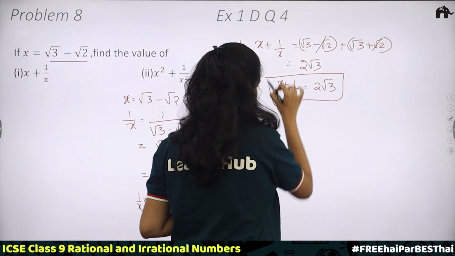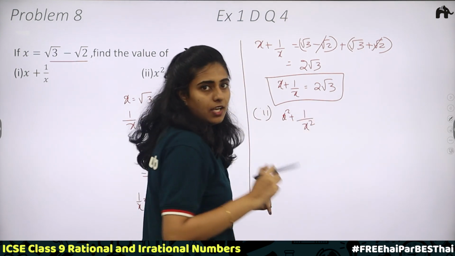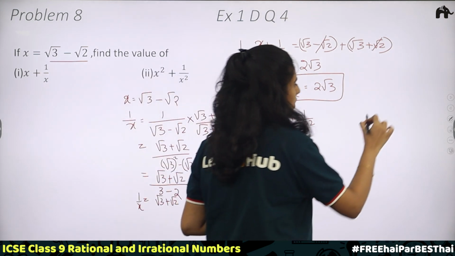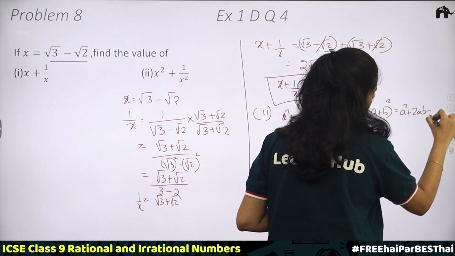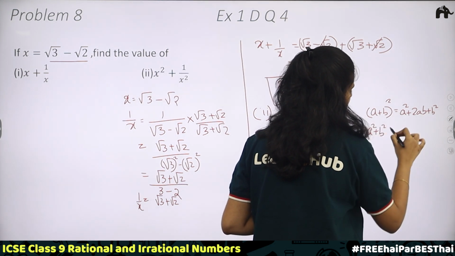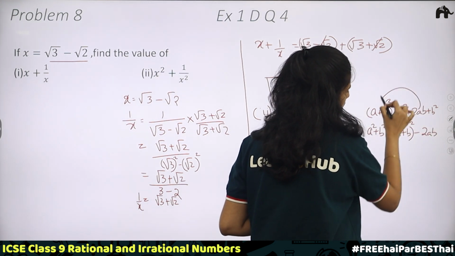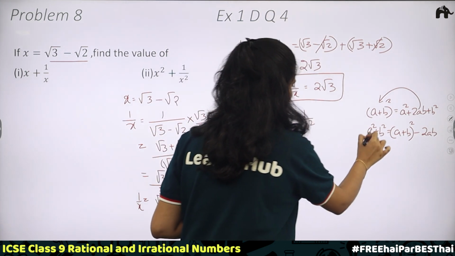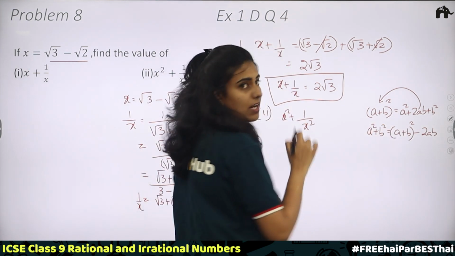Now, the second part of the question, we have to find what is x square plus 1 by x square. Okay, you can find x square and 1 by x square separately and then do, or else there is an easy way. We know that a plus b whole square is equal to a square plus 2ab plus b square. Then, what is a square plus b square? A square plus b square will be a plus b whole square minus 2ab. That is, I am taking this to the opposite side. Minus 2ab. Okay. So, here we have, in place of a, we have x, and in place of b, we have 1 by x.